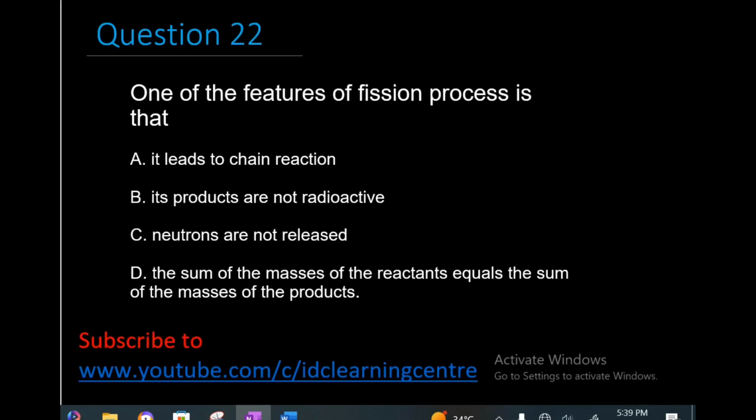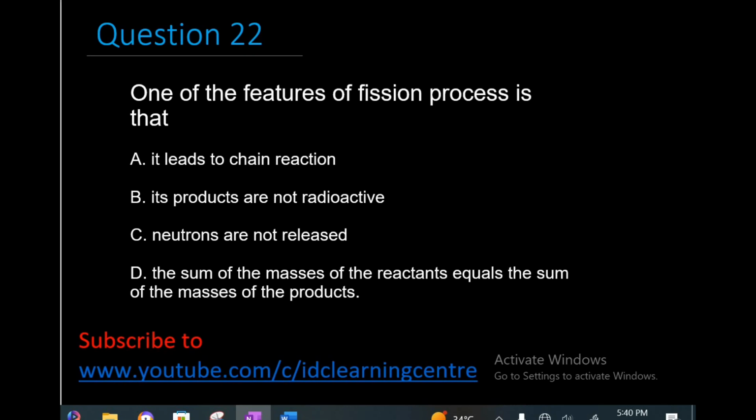Next question, 22. One of the features of fusion process is that: A. It leads to chain reaction. B. Its products are not radioactive. C. Neutrons are not released. D. The sum of the masses of the reactants equals the sum of the masses of the products.